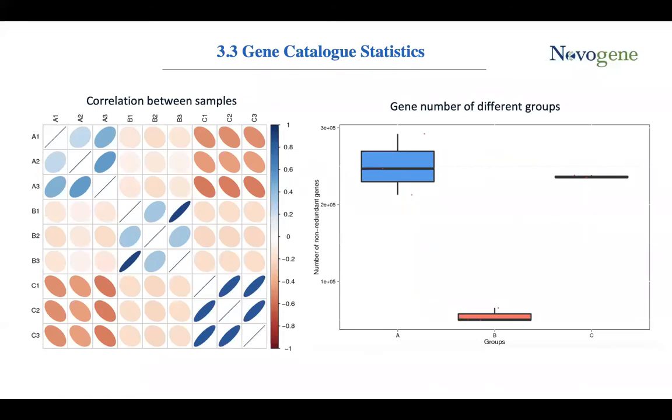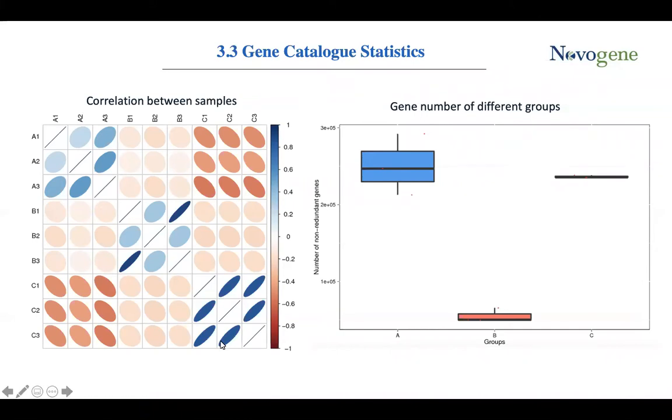And as we know that biological replication is necessary for any biological experiment, and high throughput sequencing technology is no exception. So the correlation of gene abundance between samples is an important indicator to test the reliability of the experiment and the rationality of sample selection. The closer the correlation coefficient to 1, the higher the similarity of gene abundance patterns between samples. And this is the correlation heat map between samples.